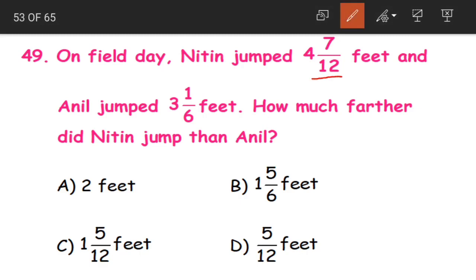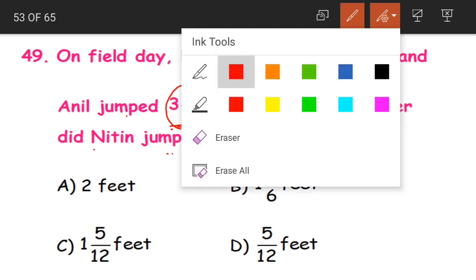The distance jumped by both Nitin and Anil is given. Yes, Nitin has jumped more than our Anil. So we have to find out how much farther. That is, we have to find out the difference between the given two numbers. Did Nitin jump more than Anil? Yes, so we have to find the difference.